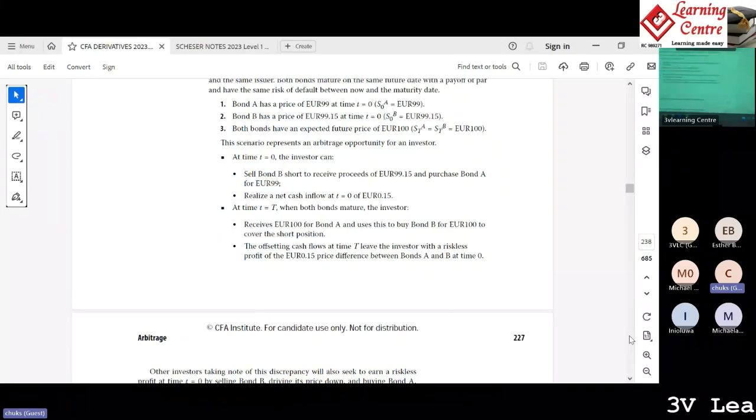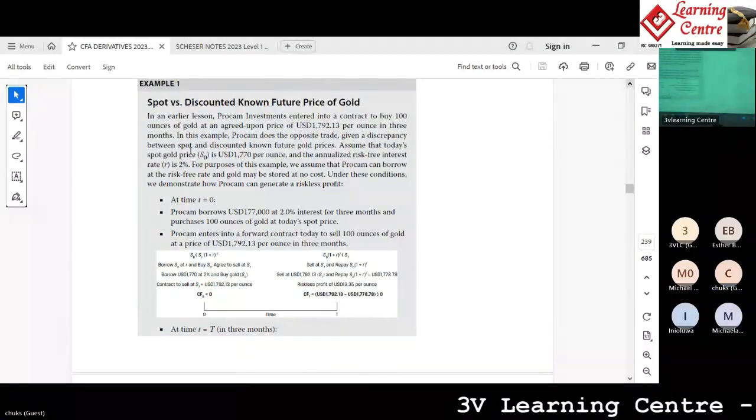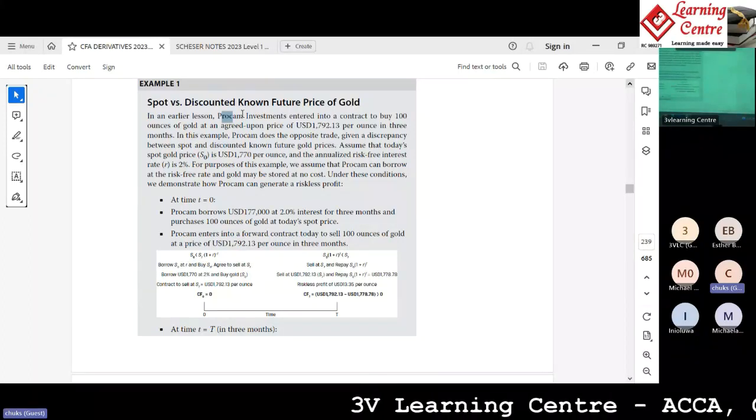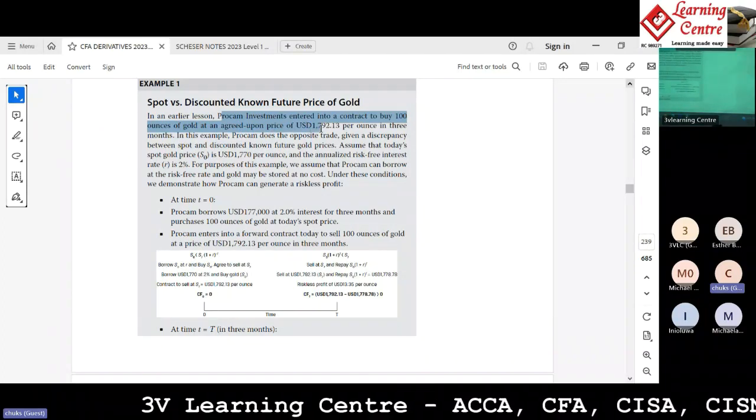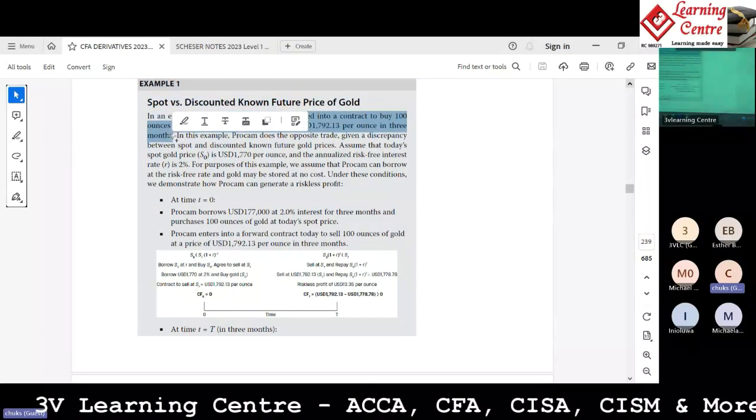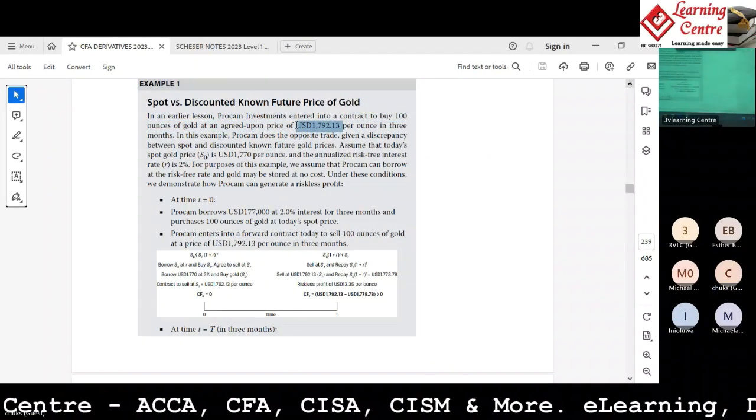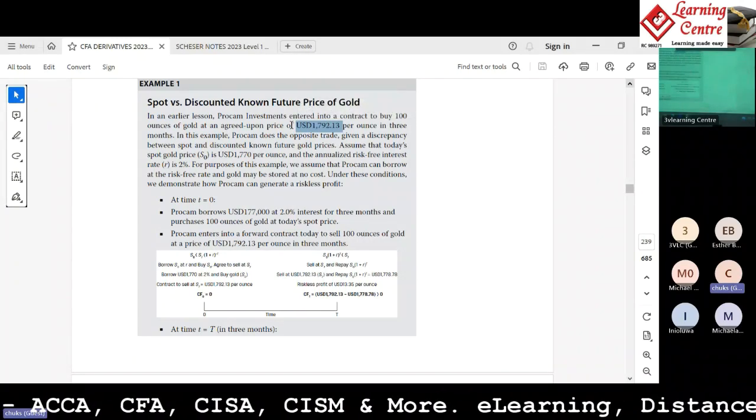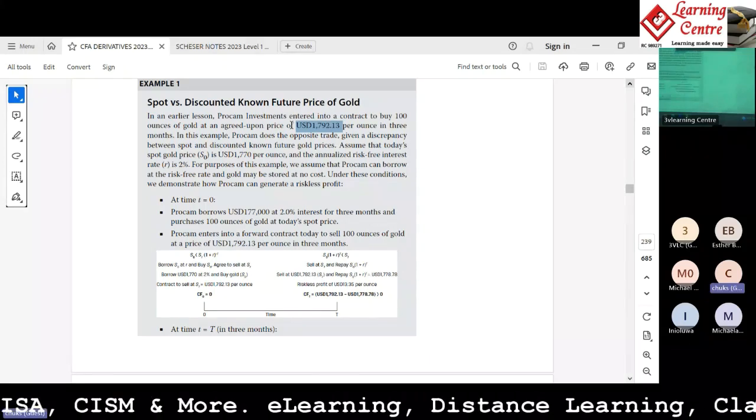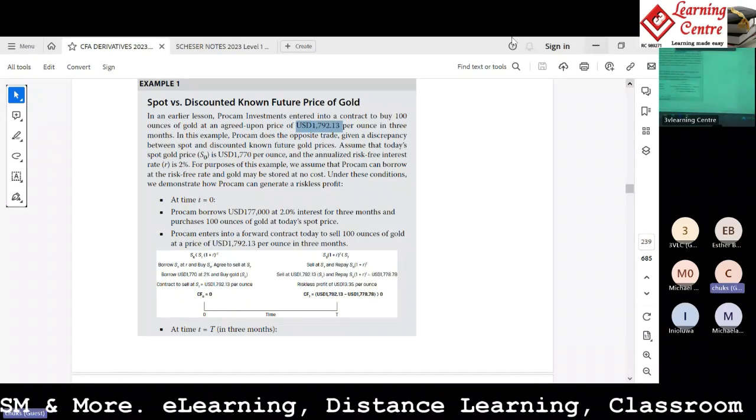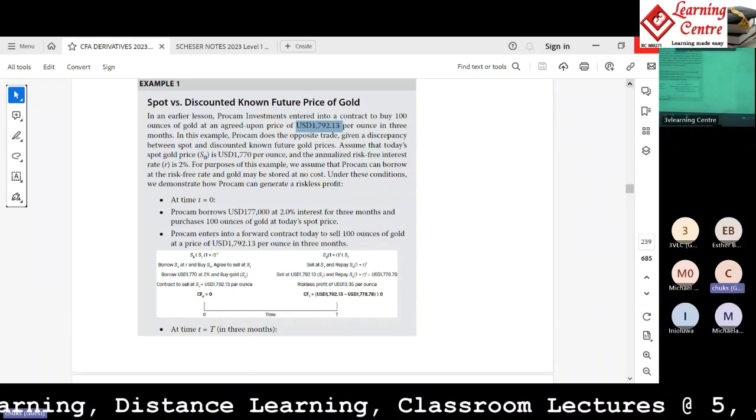There's an example here. Let me see if that example can help. Okay, so let's take this example. Proclam Investment entered into a contract to buy 100 ounces of gold at an agreed price of 1,792 per ounce in 3 months' time. So this 1,792 is the forward price. They've agreed that in 3 months' time, they will buy this asset at 1,792. They've agreed the price today for the future. So this price is the forward price.